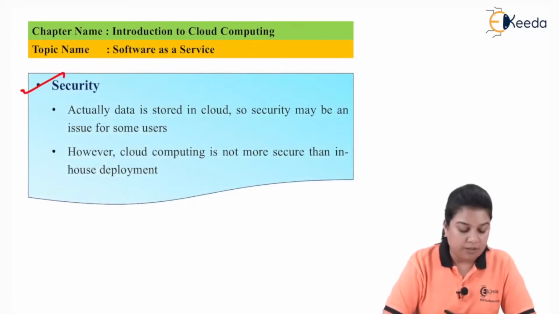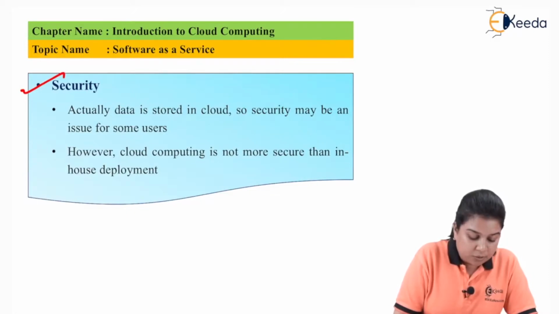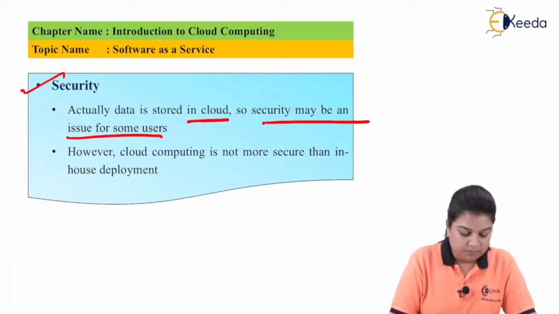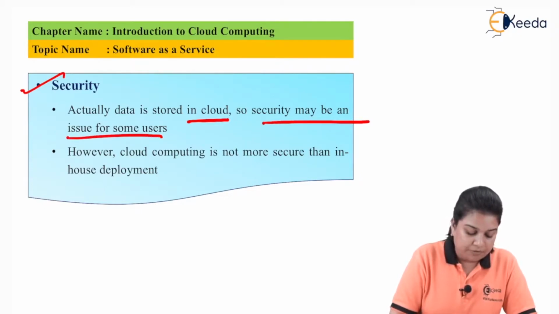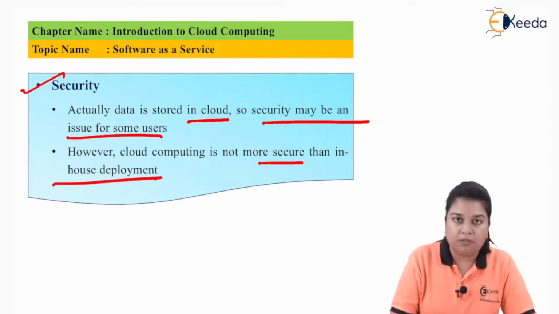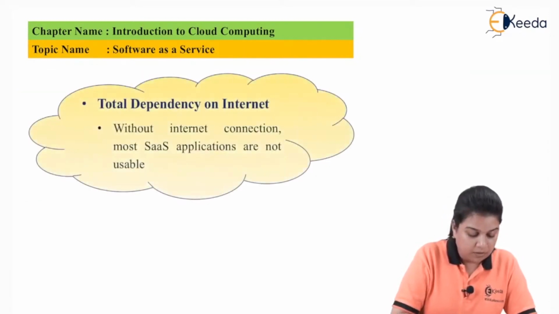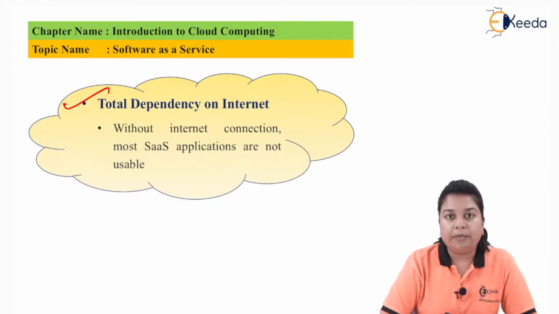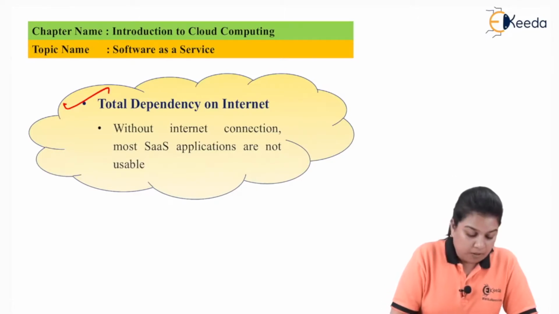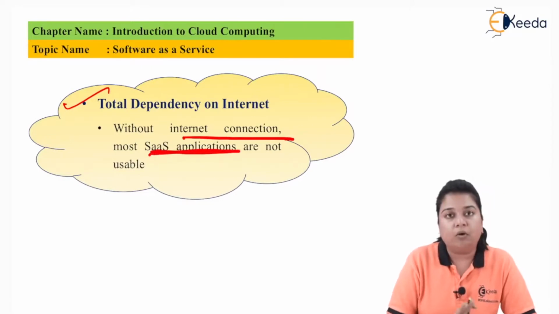Next point is security. Actually, data is stored in a cloud, so security may be an issue for some users. However, cloud computing is not more secure than in-house deployment. Next point is total dependency on internet. Without internet connection, most software as a service applications are not usable.